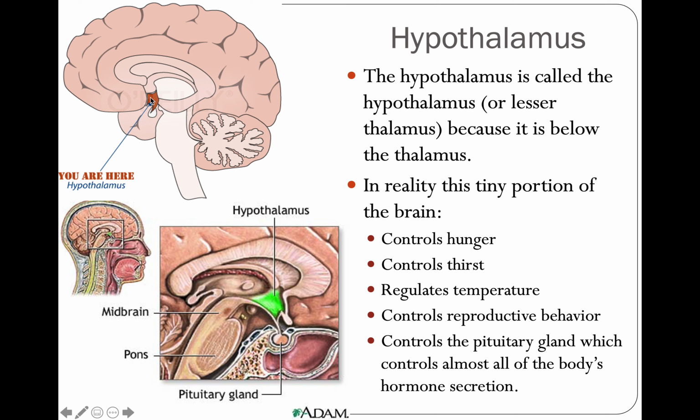It's right there. In reality, this tiny portion of the brain controls your hunger. It controls your thirst. It regulates your temperature. It controls reproductive behavior. It controls the pituitary gland, which controls almost all of the body's hormone secretions. So as you can imagine, if you damaged your hypothalamus, you'd be in a lot of trouble.